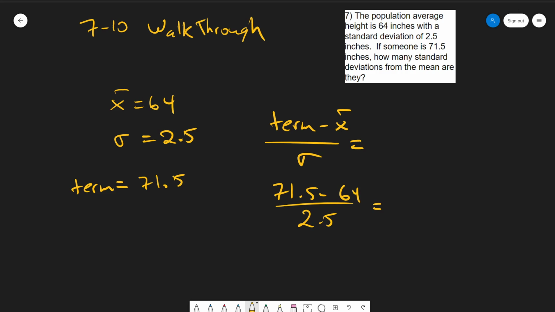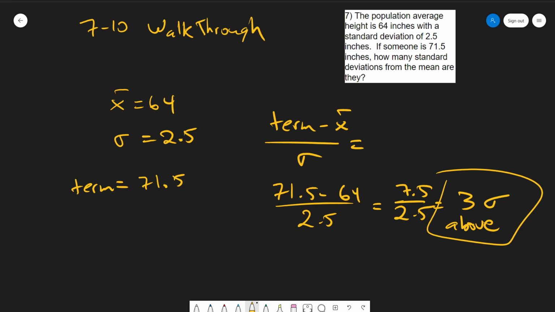And we know 71 is bigger than 64, so we're above the mean. This is 7.5 divided by 2.5. So we are 3 standard deviations above the mean. And that's it.